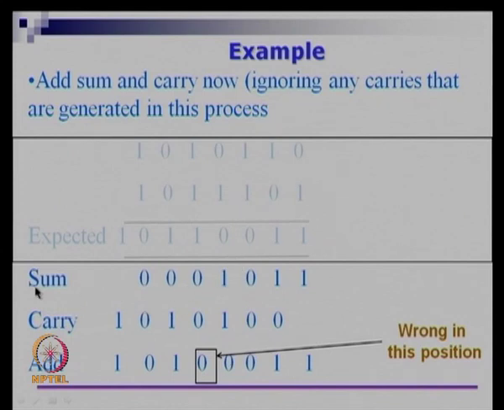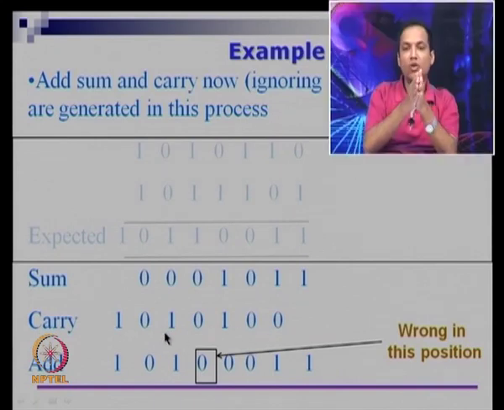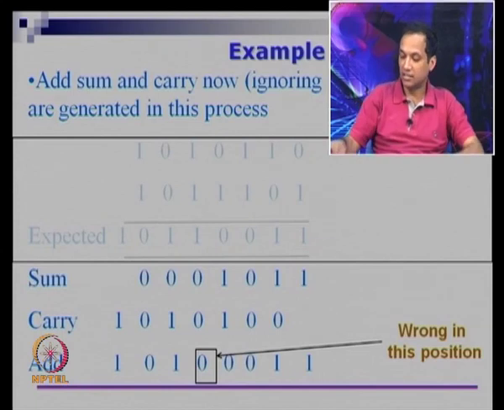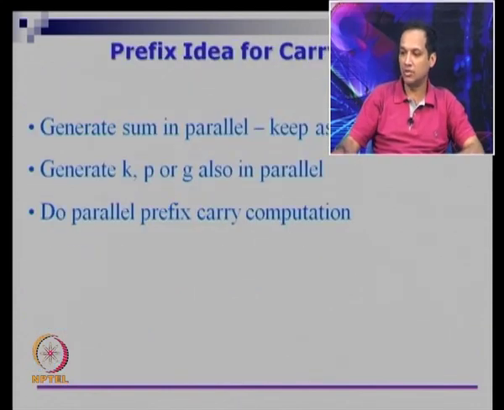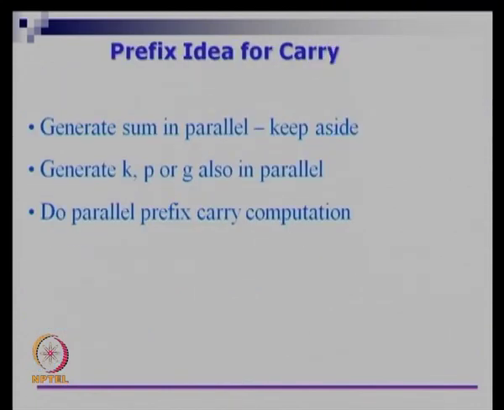So, this final result is this intermediate sum XOR this intermediate carry, but that will be incorrect, because the carry signal we have taken care of only at that stage, we have not seen what is happening from the right side. This is where we need the parallel prefix circuit. We will generate the sum in parallel, keep it aside, generate k, p or g also in parallel, do parallel prefix computation, then we will get a carry vector which we will add.